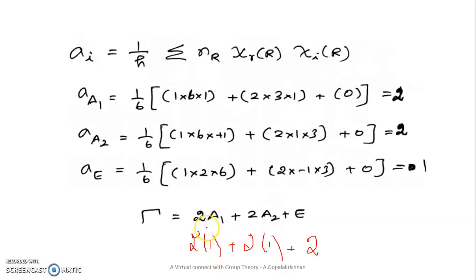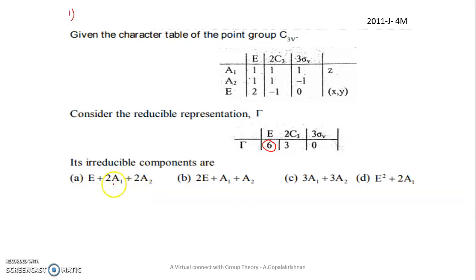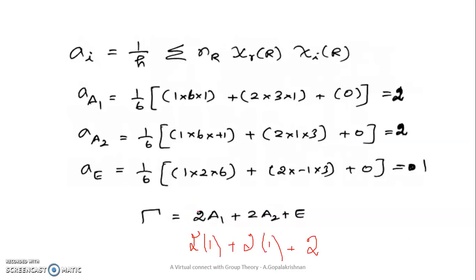Therefore, what is the correct option? 2A1 plus 2A2 plus E. So the correct option is 2A1 plus 2A2 plus E, option A for question number 1. Are you able to follow? See question number 2.